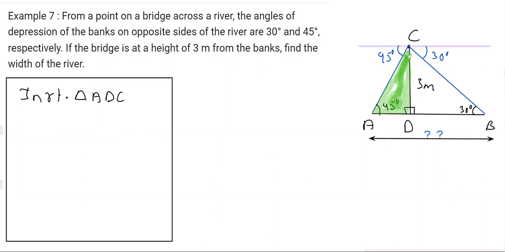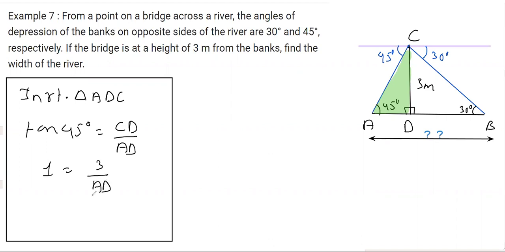In this triangle ADC, we are going to apply tan 45. Why tan? Because we need a relation between perpendicular and base. So tan 45 degrees equals perpendicular, which is CD, over the base, which is AD. The value of tan 45 is 1, and CD is mentioned in the question, that is 3, over AD. By cross multiplication, we get AD as 3 meters.